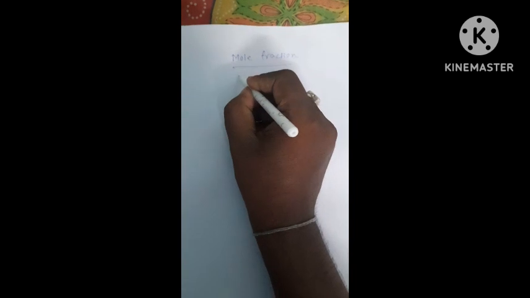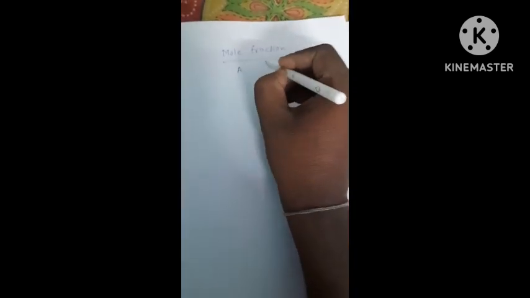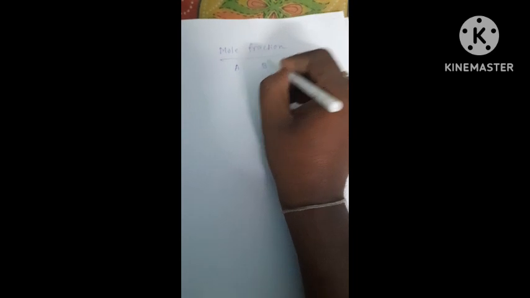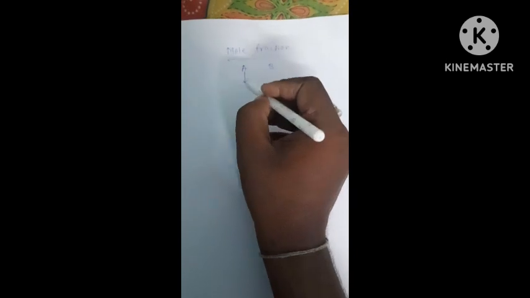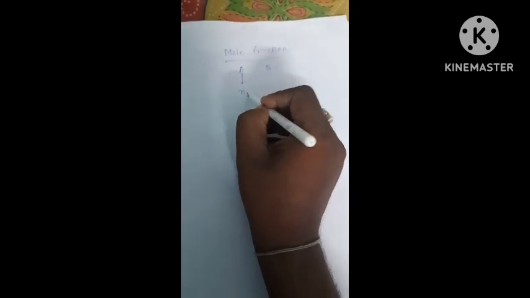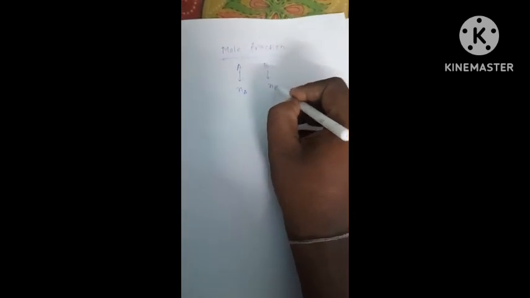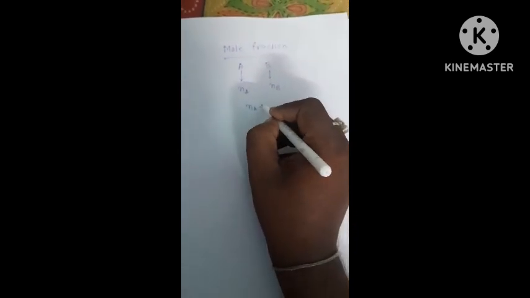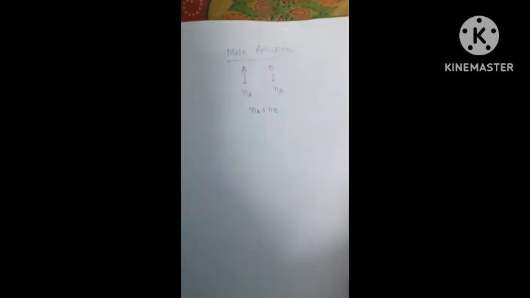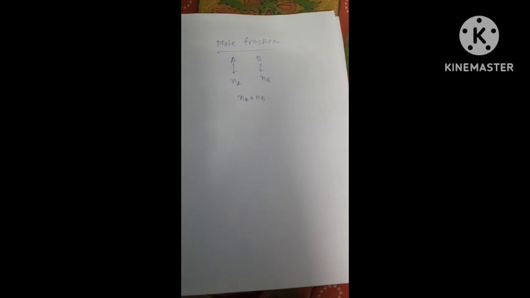Suppose a solution is made up of two components, A and B. Let us take that the number of moles of component A present is Na. Simultaneously the number of moles of component B present is Nb. So the total moles of solute components present in the solution will be Na plus Nb.